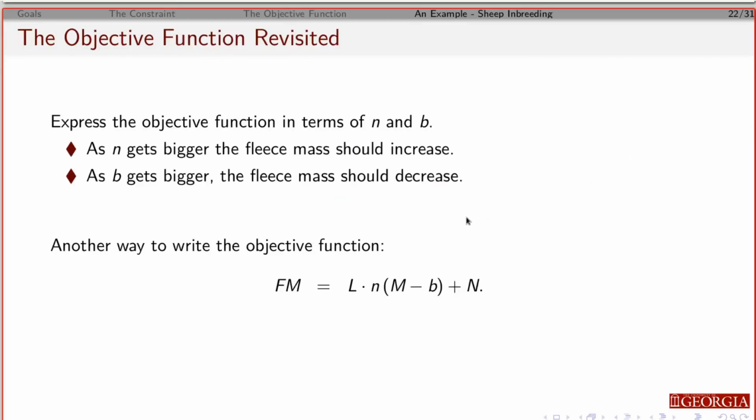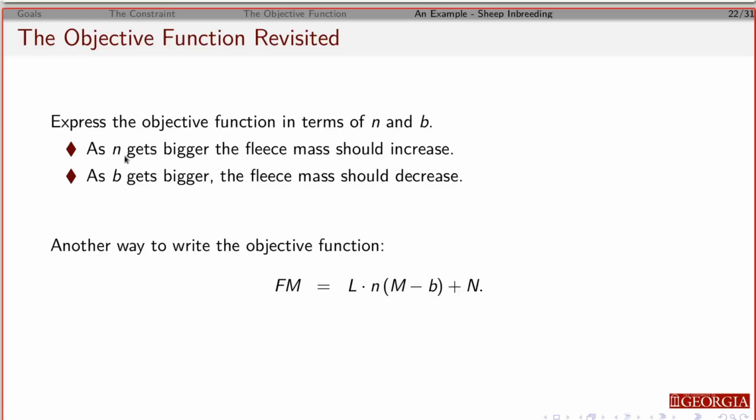Okay, so what do these two numbers mean, and how do I think about it? So if I do that, I need to take my equation for the fleece mass and bring it in terms of both n and b. So how am I going to do that? Now there's a lot of ways to do this. This is just one way. You can find other things that people try. Just pick one way and go with it and be consistent.